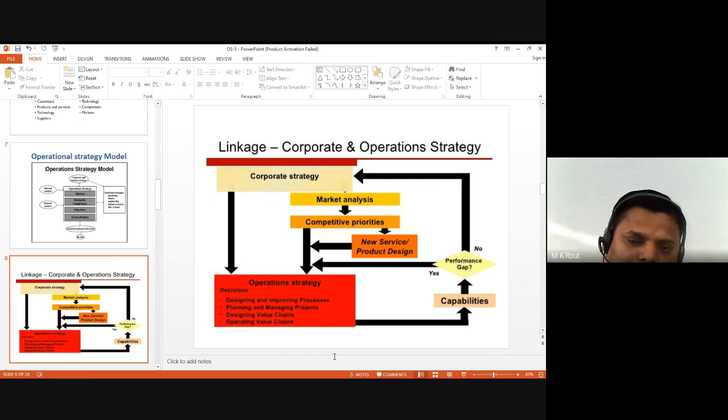But the thing is that if you go for competitive priority, you must go for new service as well as new product designs. If you take the case of Royal Enfield, clear. So what is the recent service or product design taken, or the strategy that should be taken by Royal Enfield? Anyone?